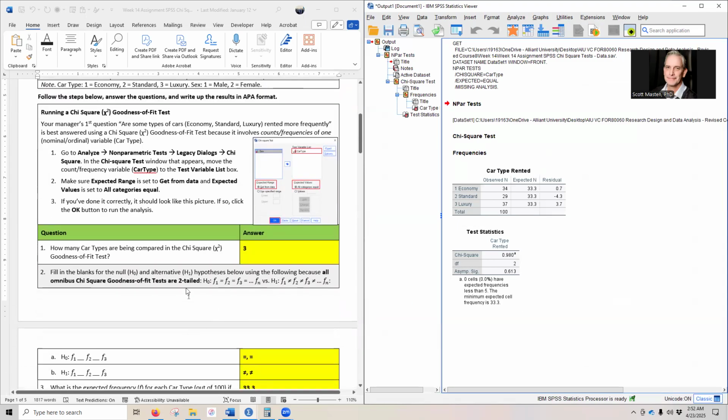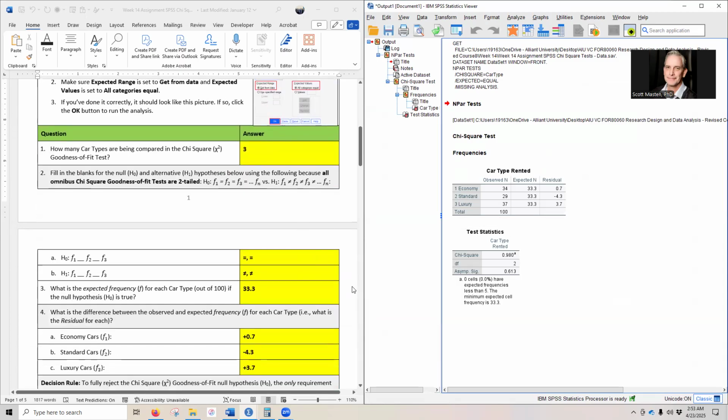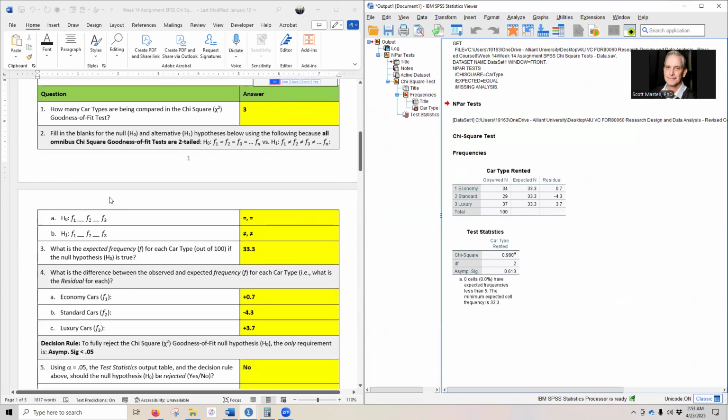So question one, how many car types are being compared in the chi-square goodness of fit test? Well, there's three of them: economy, standard, luxury. So three is your answer. We need to fill in our hypotheses, and these ones are always pretty easy because they're always two-tailed. It's always equal in the null and not equal in the alternative. So equal and equal, not equal, not equal. That's what we got here.